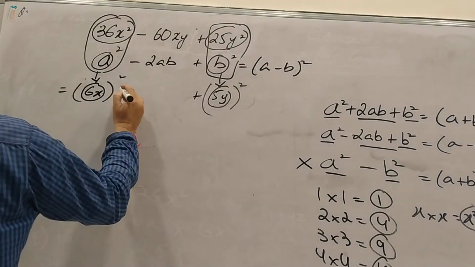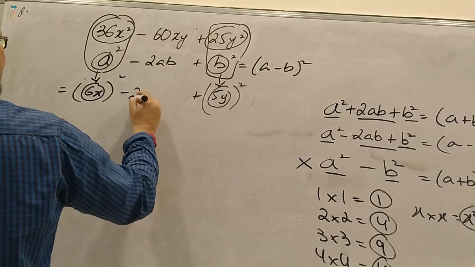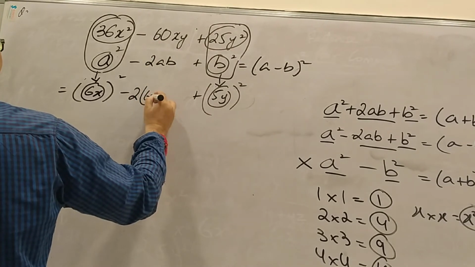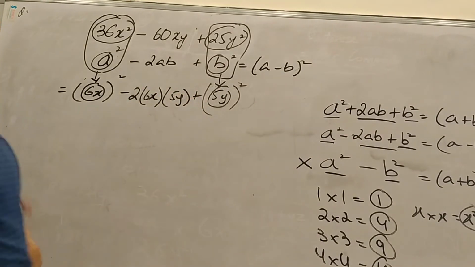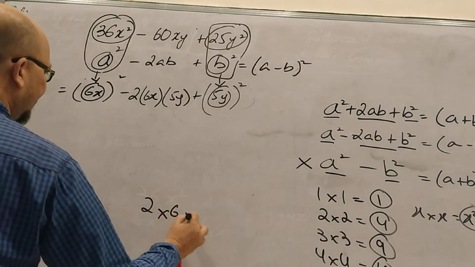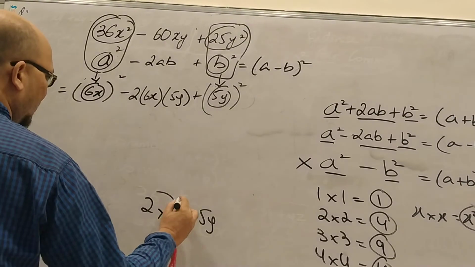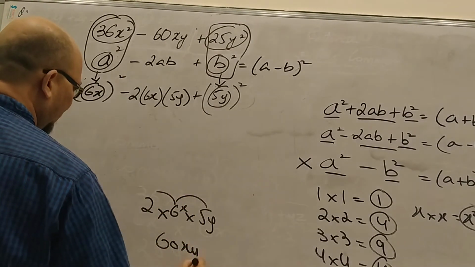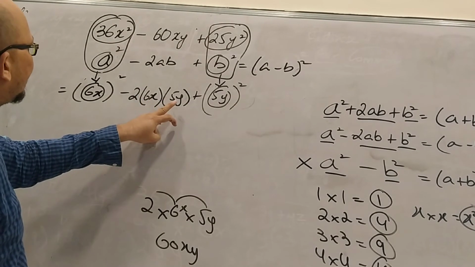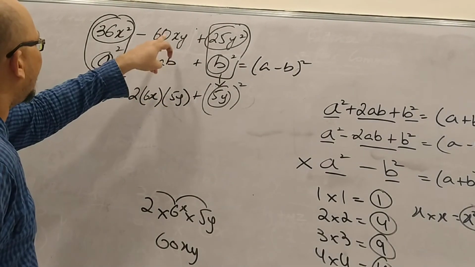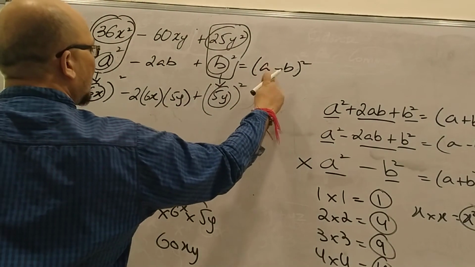Then guys, for the middle term, with the help of these two square roots we will make this minus 60xy. You have to look here. What is in the middle? 2ab. So a is 6x and b is the square root of the second term, which is 5y. So look here guys: 2 multiplied by 6 multiplied by 5, multiplied by x multiplied by y. 2 sixes are 12, 12 fives are 60, x multiplied by y. So look here guys, 2ab, with a the square root of the first term and b the square root of the second term, will give you exactly this. If it gives you this 60xy, then you are allowed to use the result.